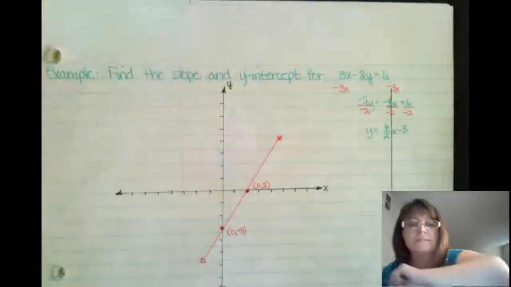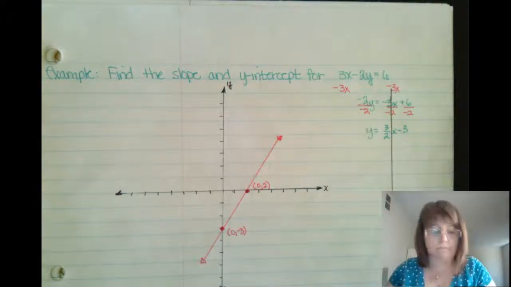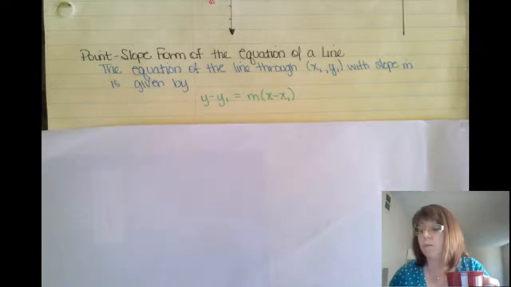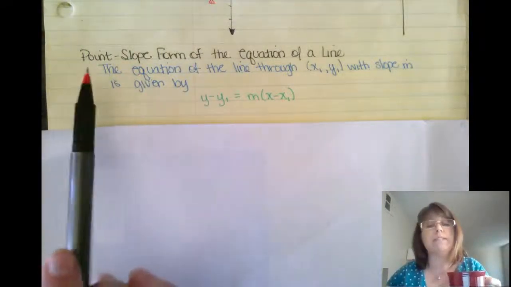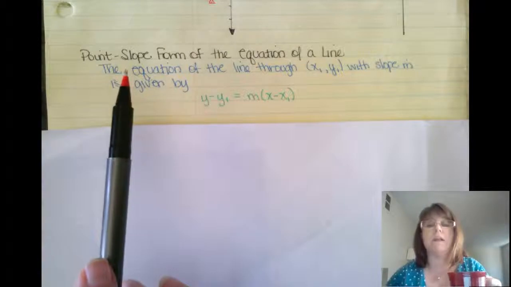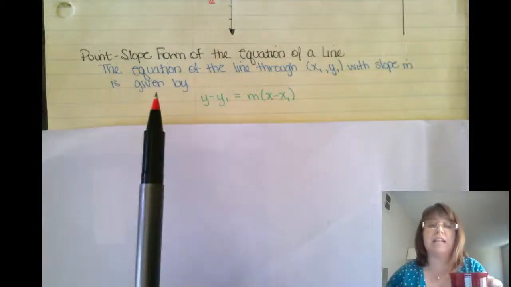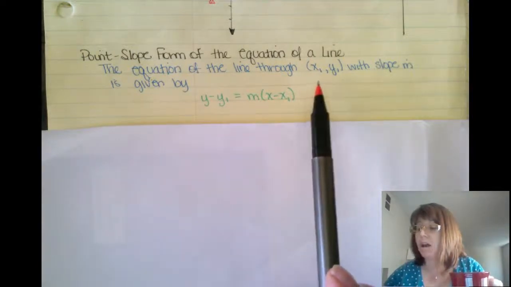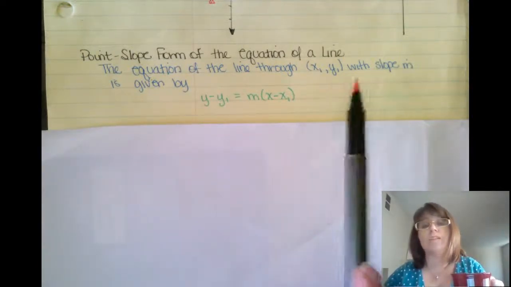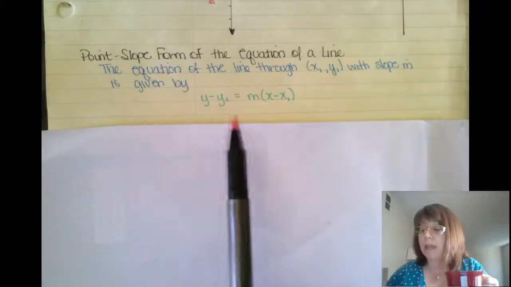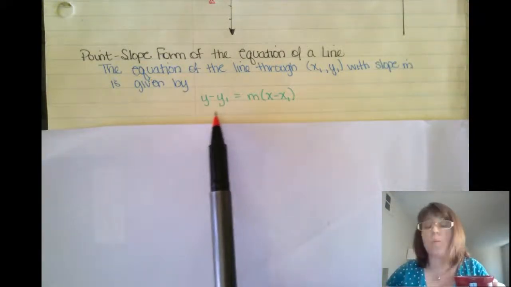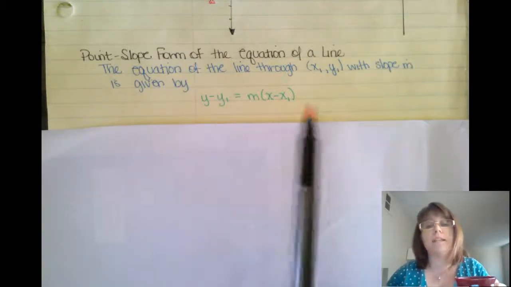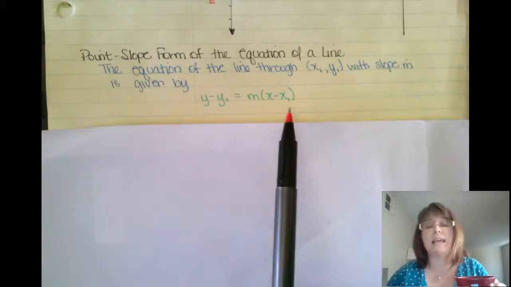And there's my line. But remember, there were 3 ways to solve for an equation for a line. Another way of doing it is having a point and the slope of a line, and then we can find the equation of the line. So the equation of the line passing through a point (x1, y1) with the slope of m is given by y minus y1 equals m times the quantity x minus x1.